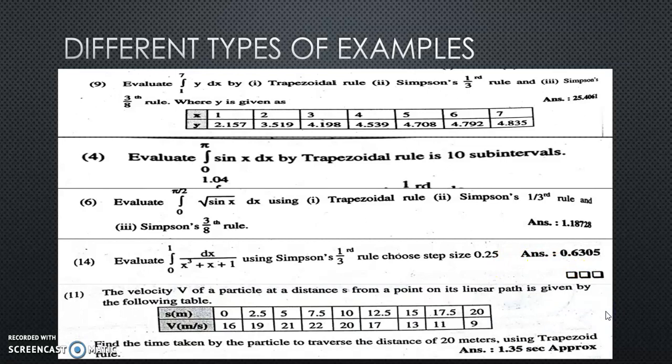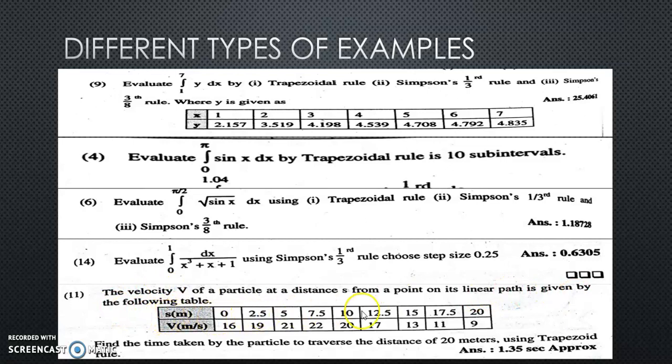Last type. Okay, this is our special case of the example. Now let us read this example. The velocity v of the particle at the distance s from a point in its linear path is given by the following table. This is an application.